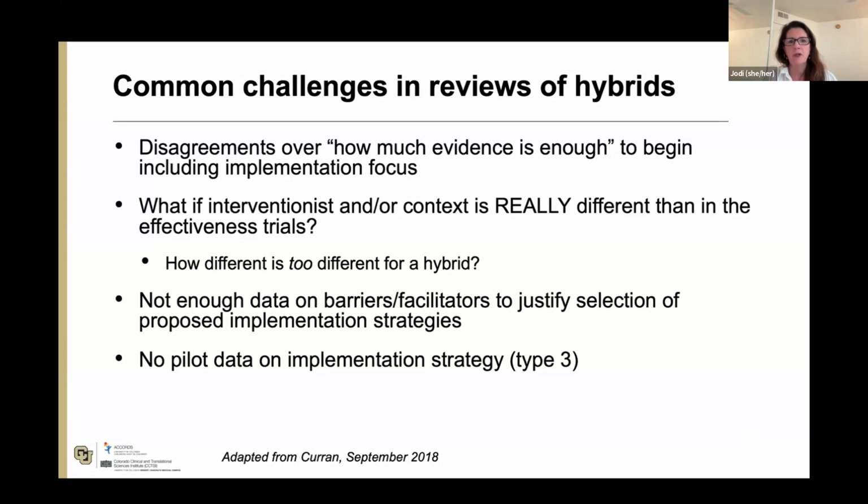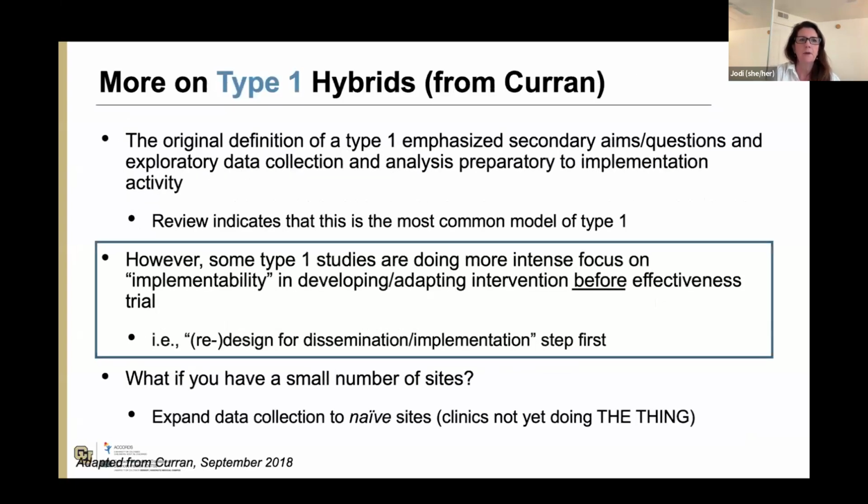Not enough data on the barriers and facilitators to justify selection of a proposed implementation strategy. So you want to really have enough evidence for your intervention, but you also want to have some evidence around what's going on, why you picked the implementation strategies you did to study, how you got there. And no pilot data on the implementation strategy for a type 3. You would want to have done some pilot work.